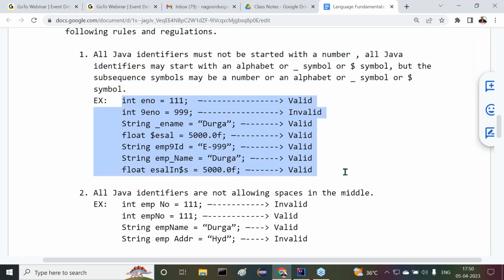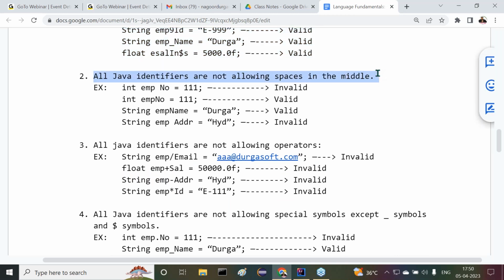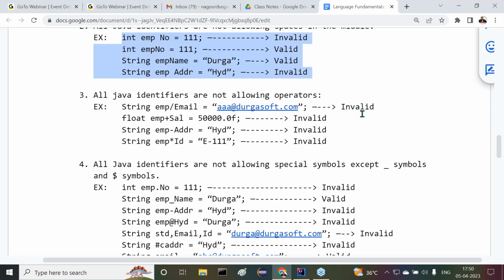All right, sir. Now these are the examples we have given. What are valid cases and what are invalid cases? All Java identifiers do not allow spaces in the middle. All right, sir. Now some examples are given where valid and invalid cases are available that we have to identify. Next one is what there.